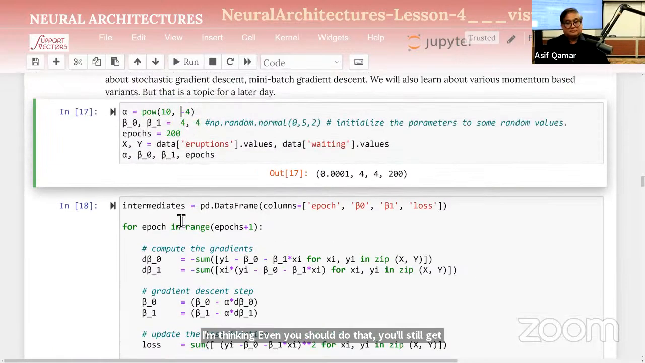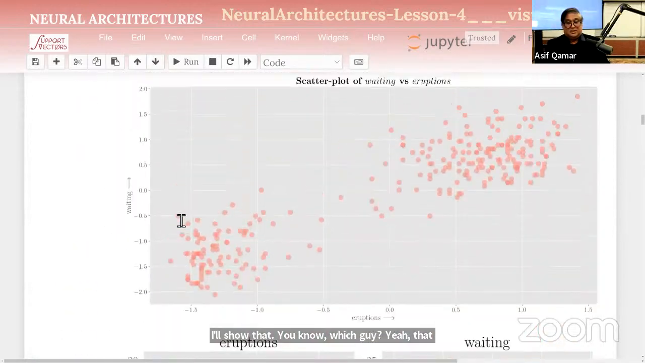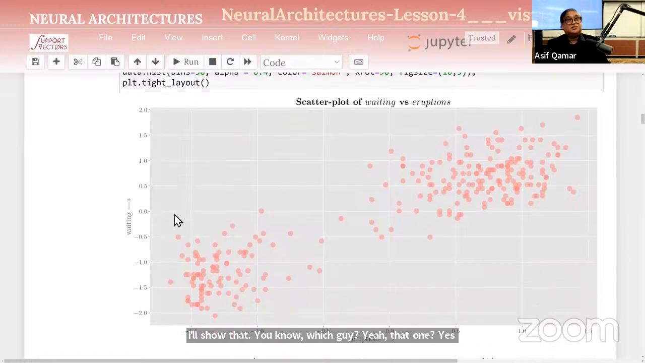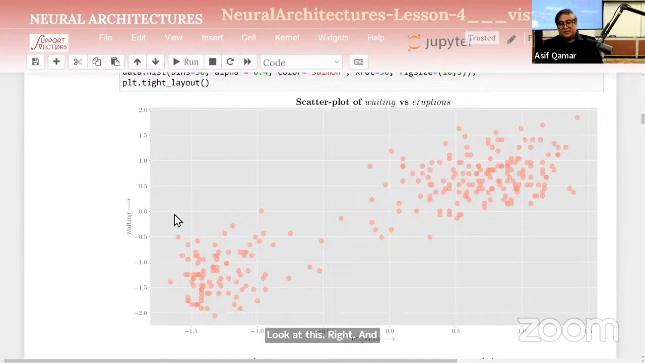Question on that graph. Which graph? The one that you were showing. So it looks like a polynomial, right? There are two things going on. No. There are two clusters there, but you're trying to fit a straight line. You're trying to predict waiting time based on eruption time. So as the eruption time goes up, waiting time also goes up, right? Look at this graph. And what is the size of the bubble?